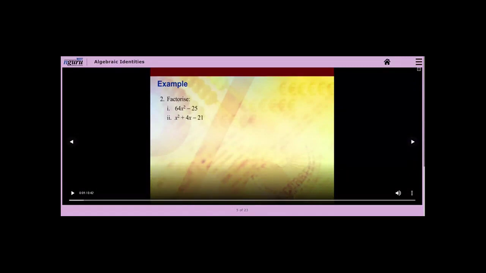4x plus 5, 4x minus 5, ma'am. First one. 4x plus 5, 4x minus 5. No. Not 4x. Ma'am, 8x minus 5. 8x plus 5, ma'am. Correct. What about the second?